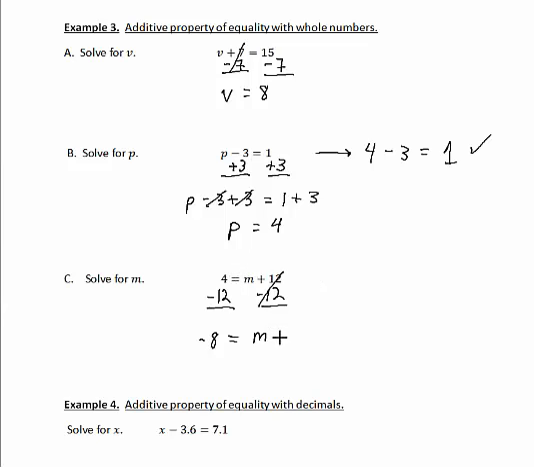Which makes sense if you plug it back into the original equation. M plus 12, we're saying that m is negative 8. If we take negative 8 and add 12 to it, what number do we get? We simply get 12 minus 8 is 4, and that equals the left hand side. So our solution checks out.